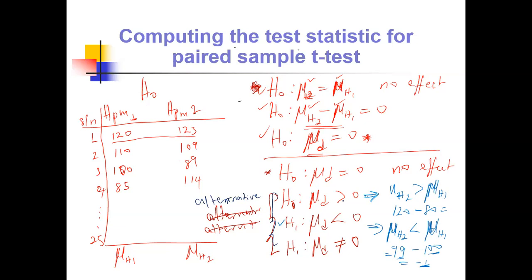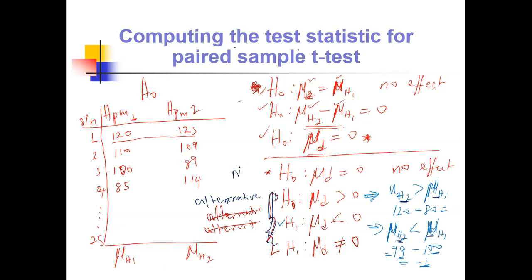So if your claim is that it's bigger, that the difference between them, that mu2 should be bigger than mu1, then you're using the positive one. If you're thinking mu2 should be less than mu1, you're using the second one, the negative one. And then if you don't know, then you're using the difference, okay? And how do you find out which one? You get this from reading through the question. We're going to practice on this, okay?